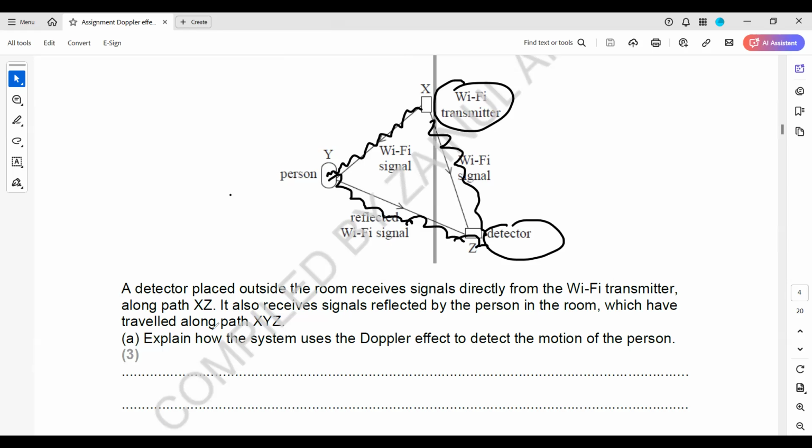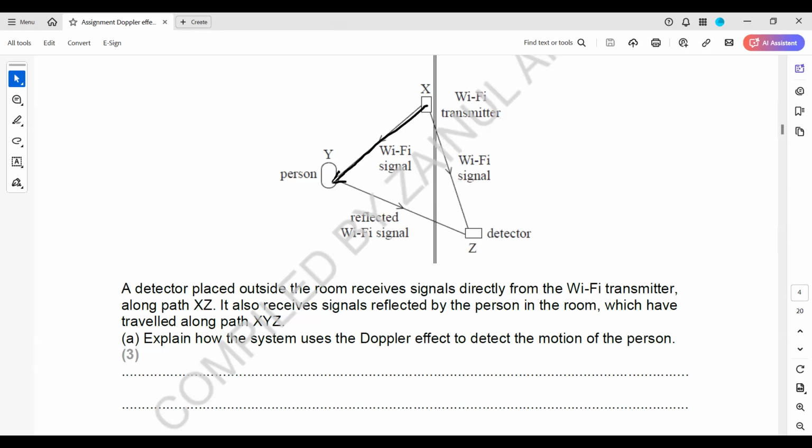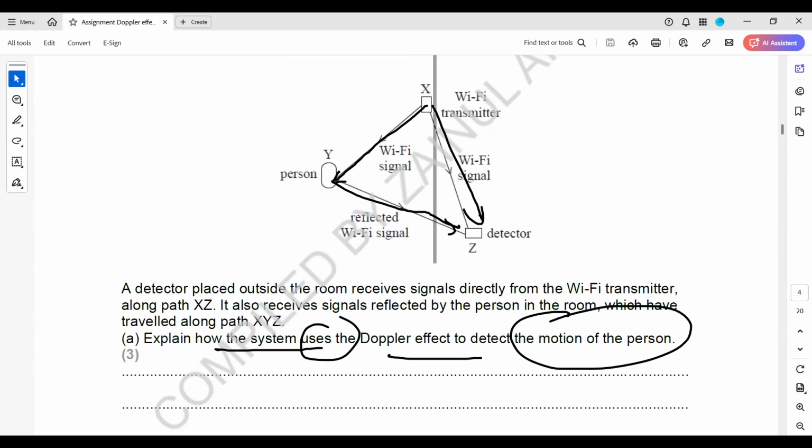So the detector receives the Wi-Fi signal directly along one path, and it also receives a signal reflected from a person in the room, which will have traveled a path X. The Wi-Fi signals have traveled from X to Y and then Y to Z, and another one received directly. Explain how the system uses the Doppler effect to detect the motion of the person. So how can the motion of the person be detected?